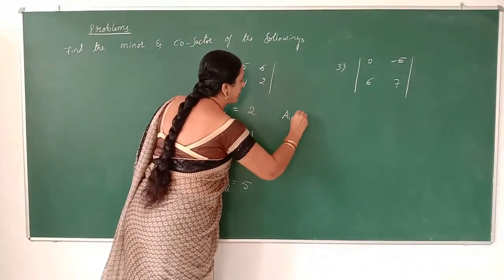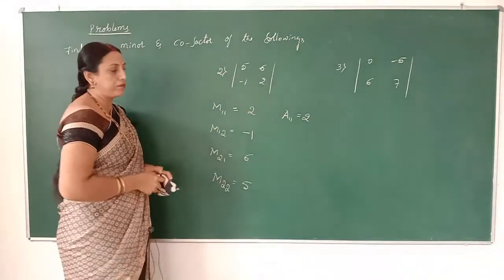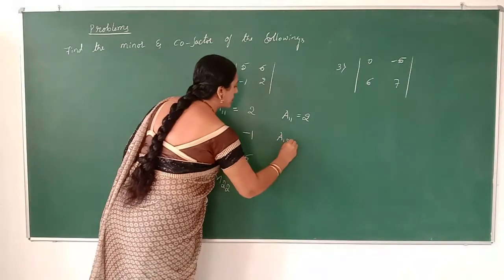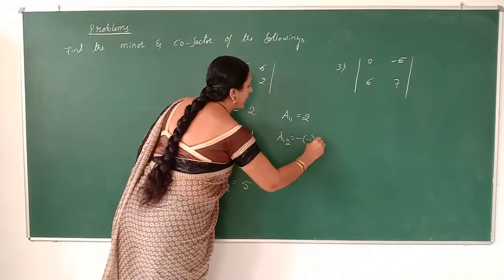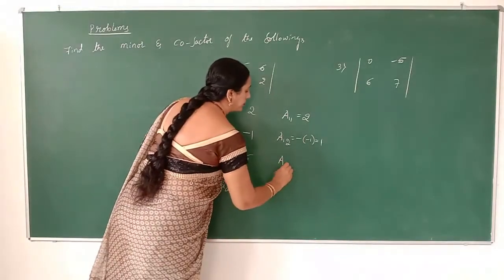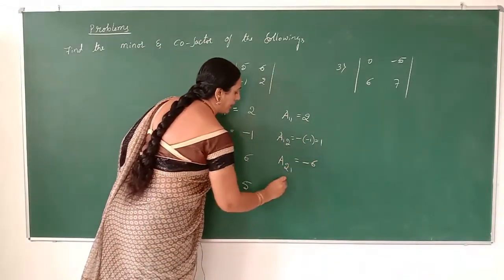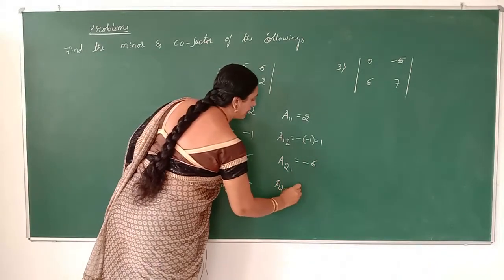That is A11, which is equal to 2. And the second element is multiplied by minus. A12 is equal to minus of minus 1, it's nothing but plus. A21 is again minus, and A22 is nothing but positive.